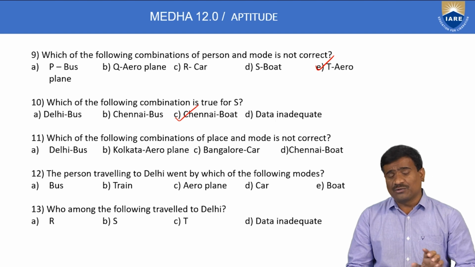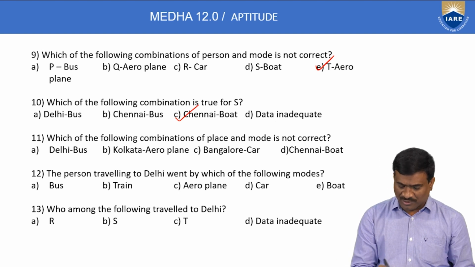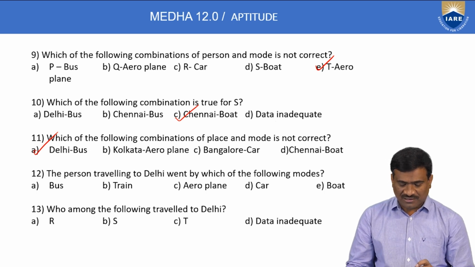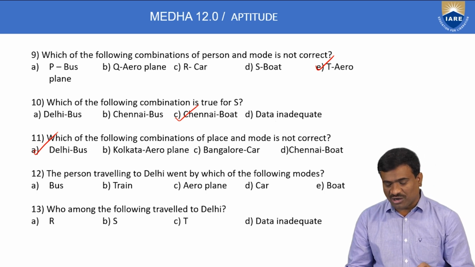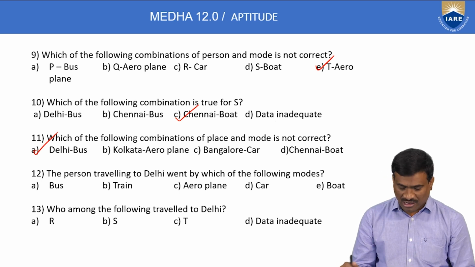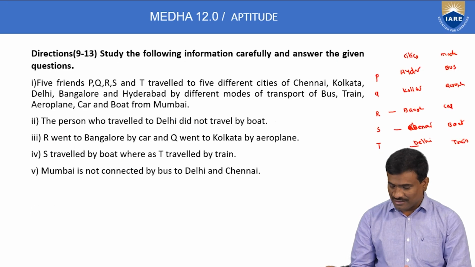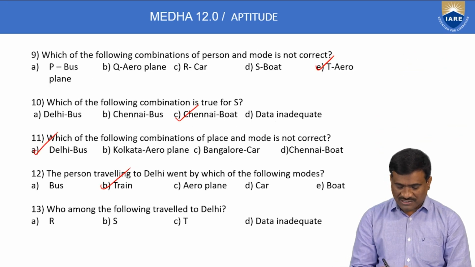Which of the following combinations of place and mode is not correct? A, Delhi by train is correct, but not train. Remaining all are correct. Option A. The person traveling to Delhi went by which of the following modes? Only train. Option B only correct. Who among the following traveled to Delhi? Only T. So option C only correct.